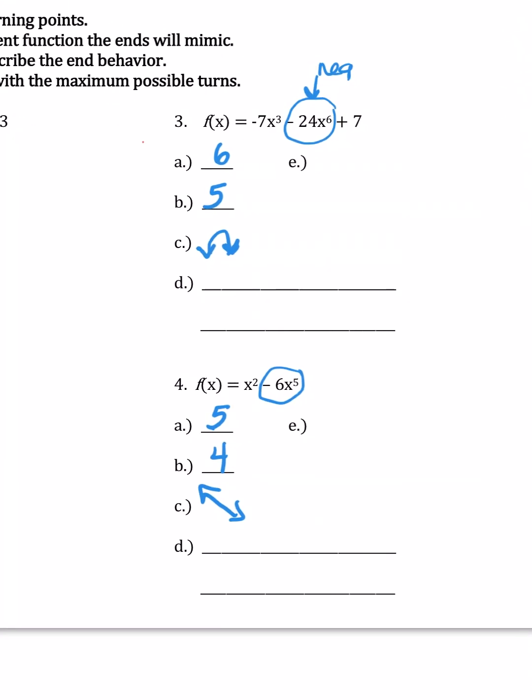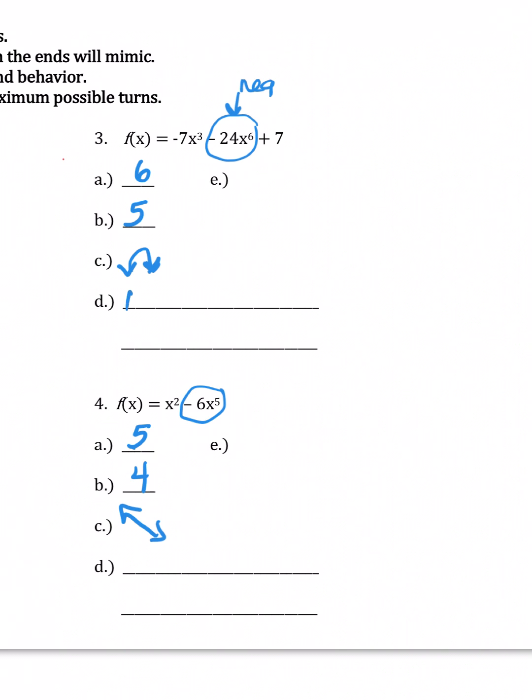Jump over here to number 3. As x approaches negative infinity, we always start looking left. y approaches negative infinity. Look, it's going down. As x approaches positive infinity, when I look to the right, what are the y values doing? Well, they're going down, so it's approaching negative infinity.